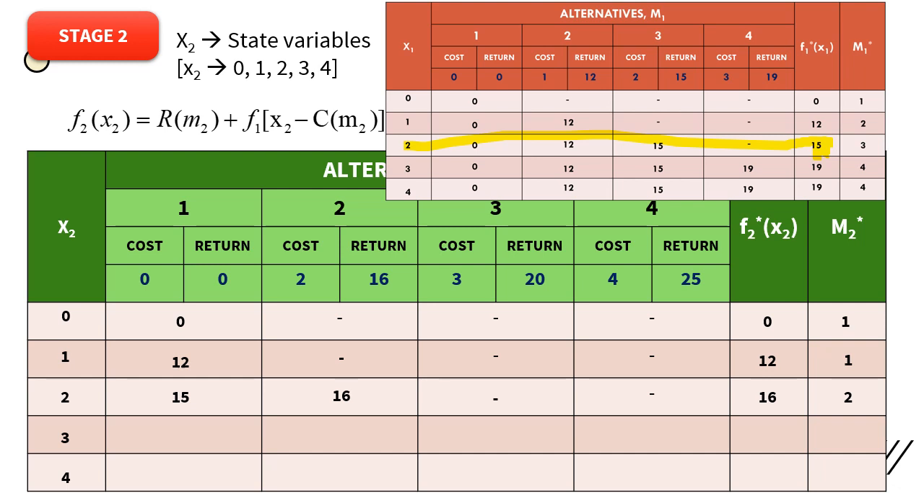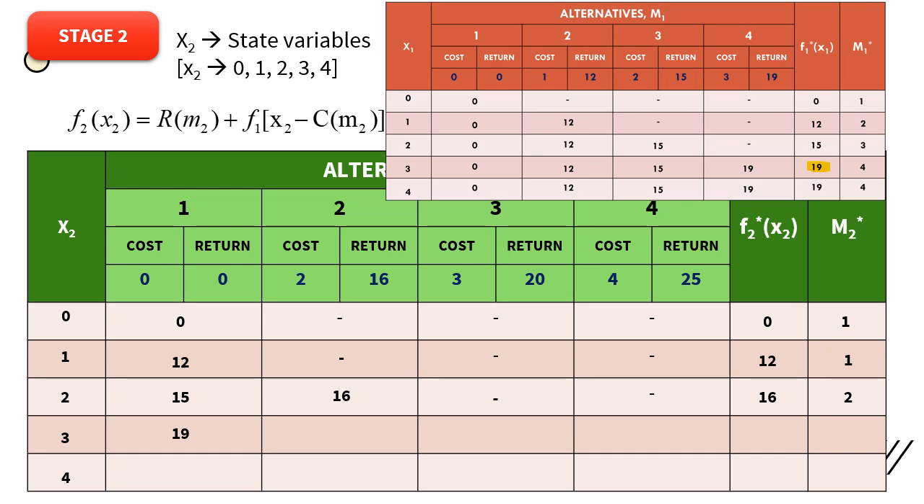Next, let us proceed with 3 crores. For 3 crores, I am not spending any money in this plant. So for the previous plant, I have 19. So my return is 19. So my best here is 19.